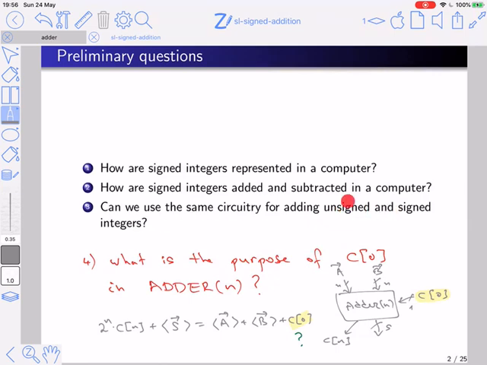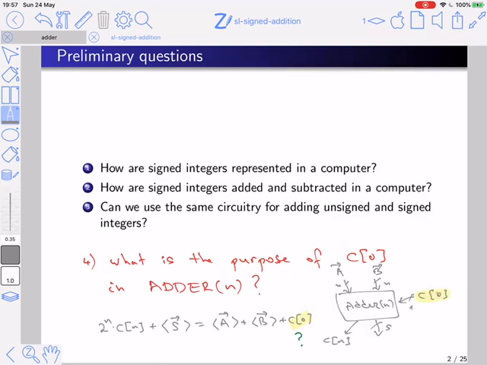By unsigned integers, I mean integers that are represented in binary representation. Finally, we will address the question: what is the purpose of the carry in input C0 in binary adders? Recall that in the binary adder we have the two addends A and B and the carry in C0. What is the role of this C0? Why do we have it?